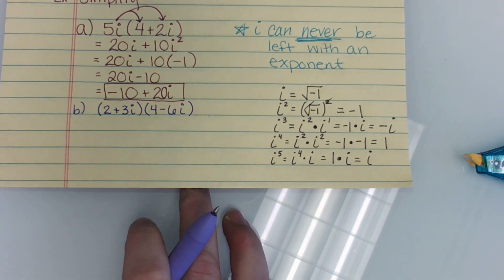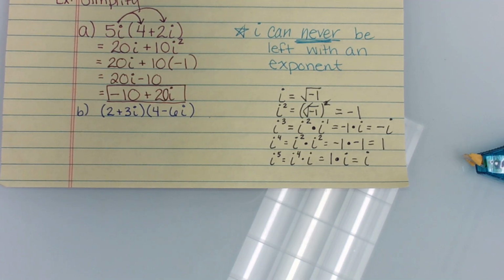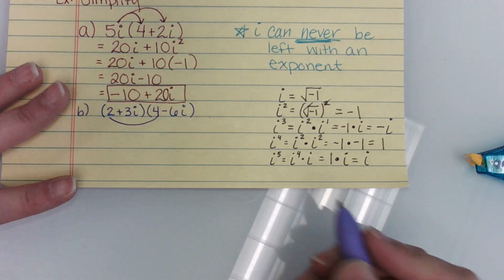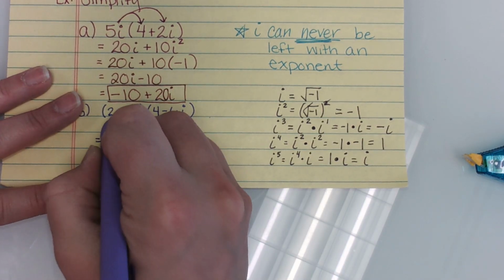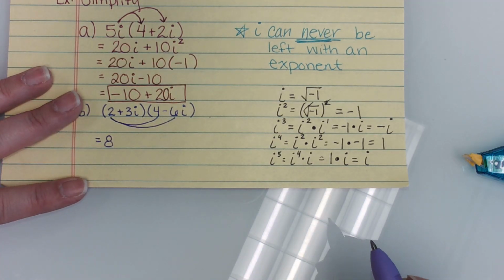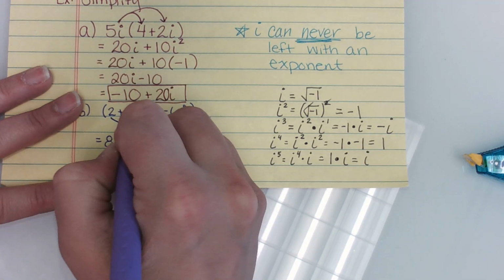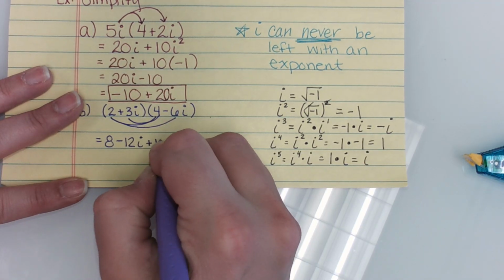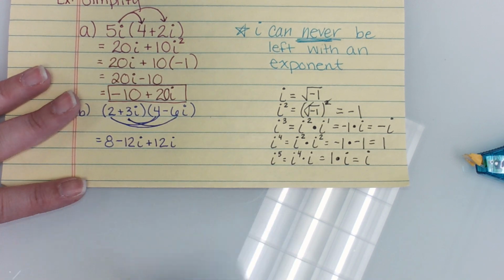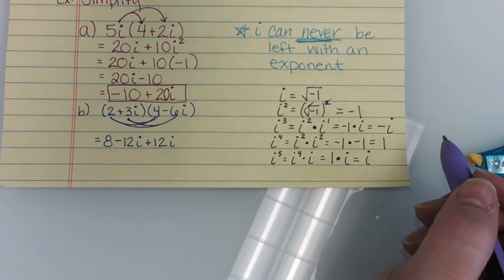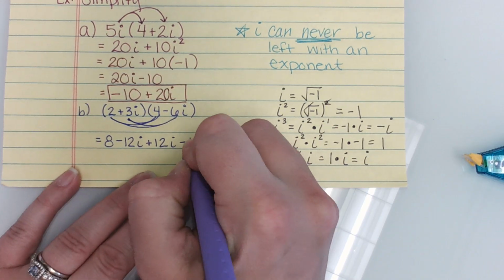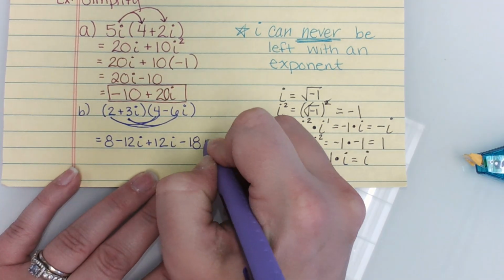I will give you problems like this, though. How do I simplify that? I distribute. Big distribution this time. 2 times 4. 2 times negative 6i. Negative 12i. 3i times 4. Positive 12i. 3 times a negative 6i. Negative 18i squared.